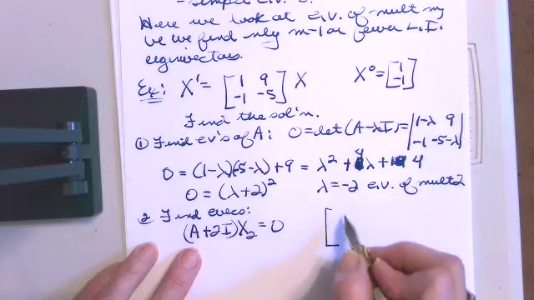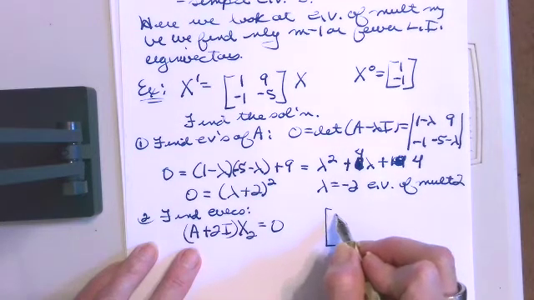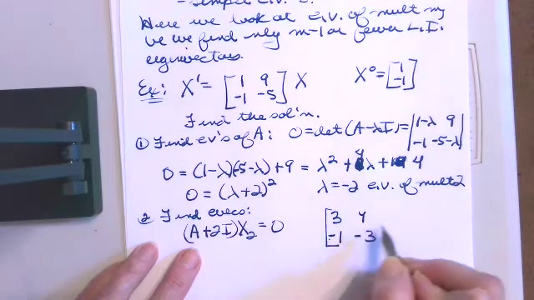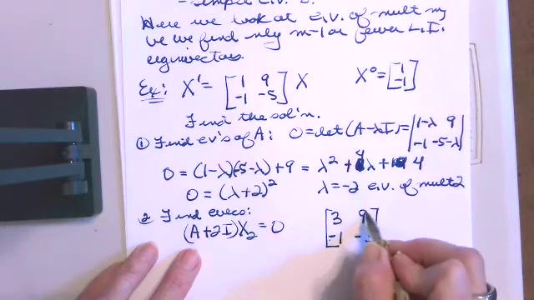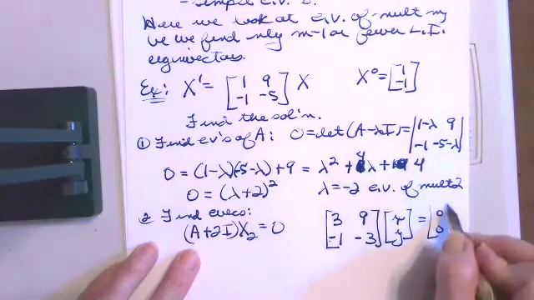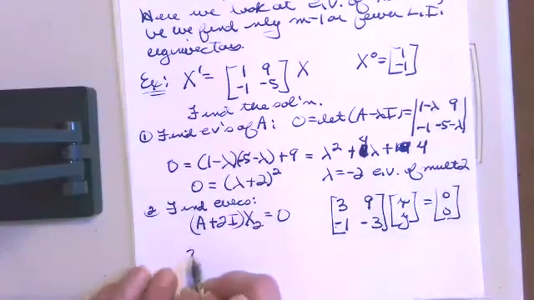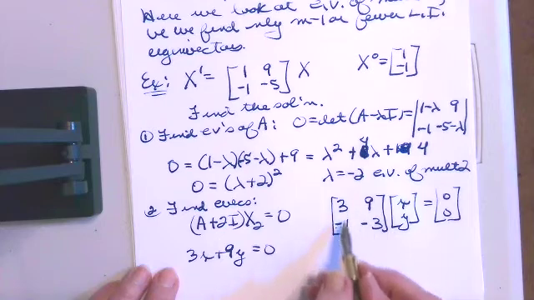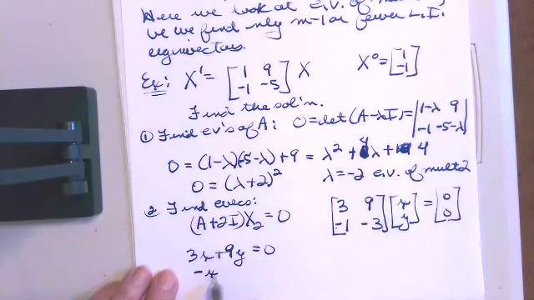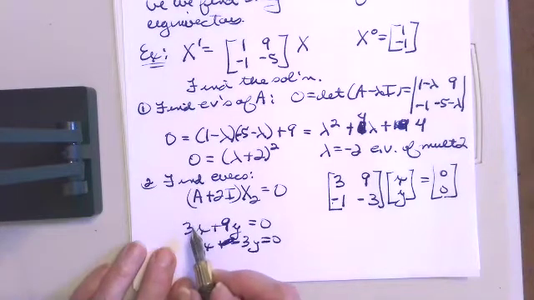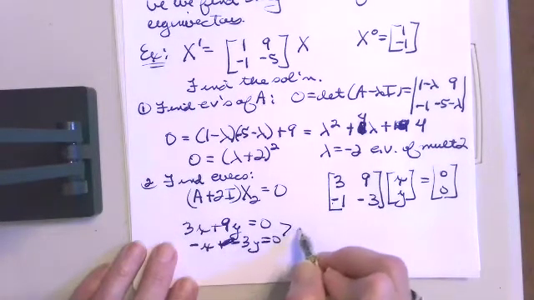In other words, A plus 2I is you add 2 along the main diagonal, so this will be [3, -1; 9, -3]. Let me call the vector components x, y, and that equals (0, 0). So that says 3x minus y equals 0, and then the second equation gives 9x minus 3y equals 0. These two equations are the same, because if I multiply the top one by 3, you get the same exact equation.